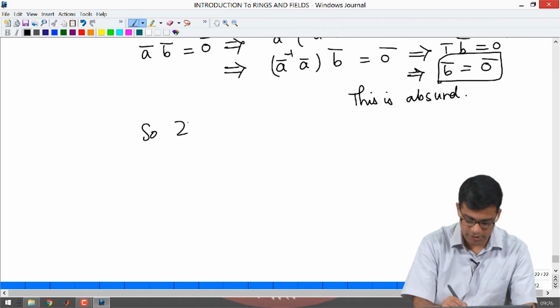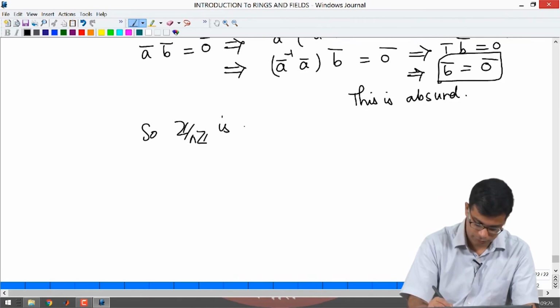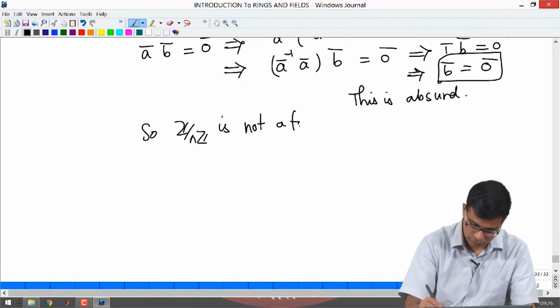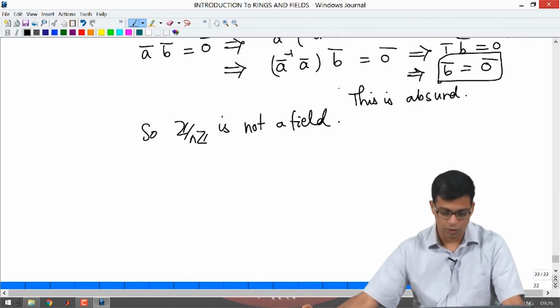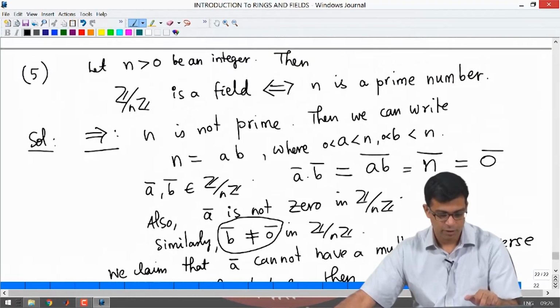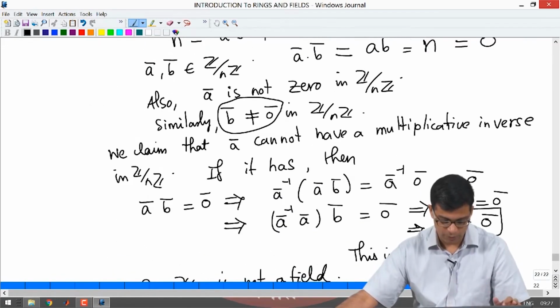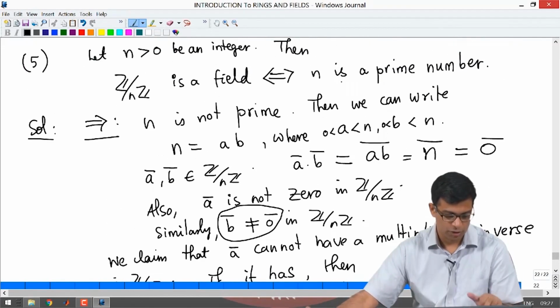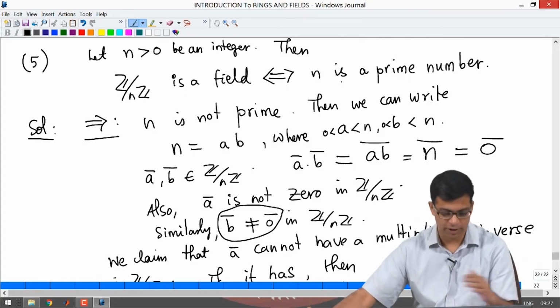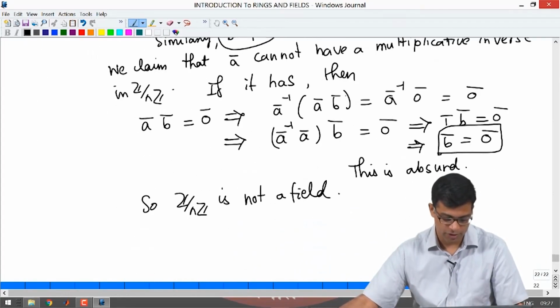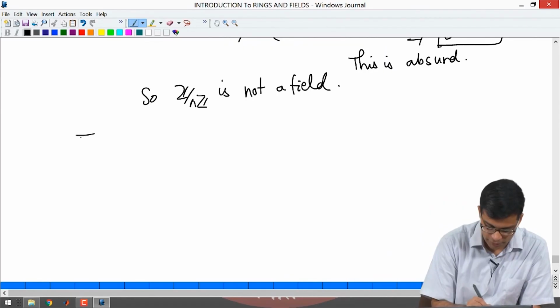So, Z mod nZ is not a field, right. So, if Z mod nZ is a field and n is not a prime number, we are concluding that Z mod nZ is not a field. So, that is a contradiction. So, I have proved the implication to the right hand side. Now, let us do the implication to the left hand side.